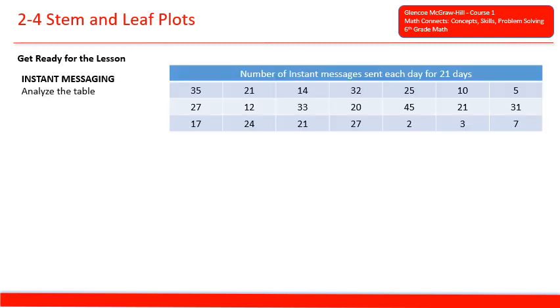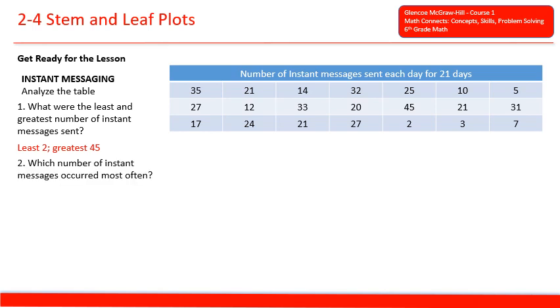Instant messaging, we're going to analyze the table. What were the least and greatest numbers of instant messages sent? So these were instant messages sent each day for 21 days. And if we look through this real quick, we can see that the least is 2 and the greatest is 45. And I don't know how quick you could look through it, and that's kind of the point of this.